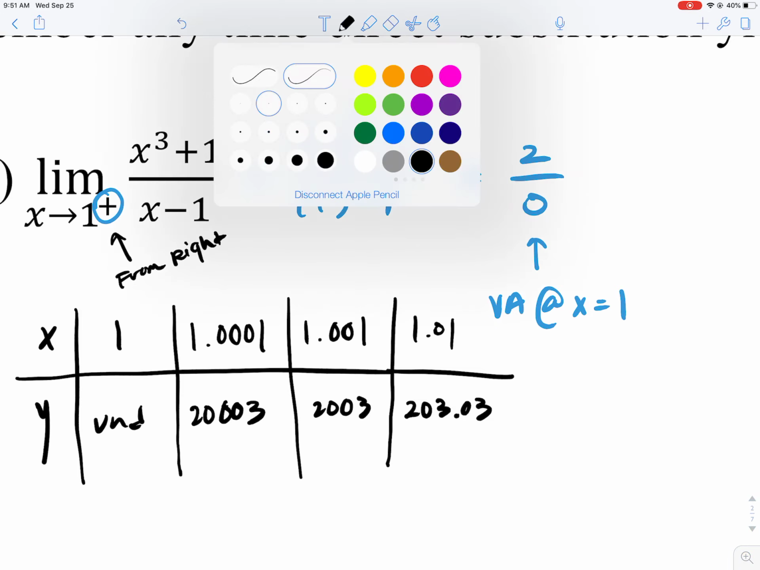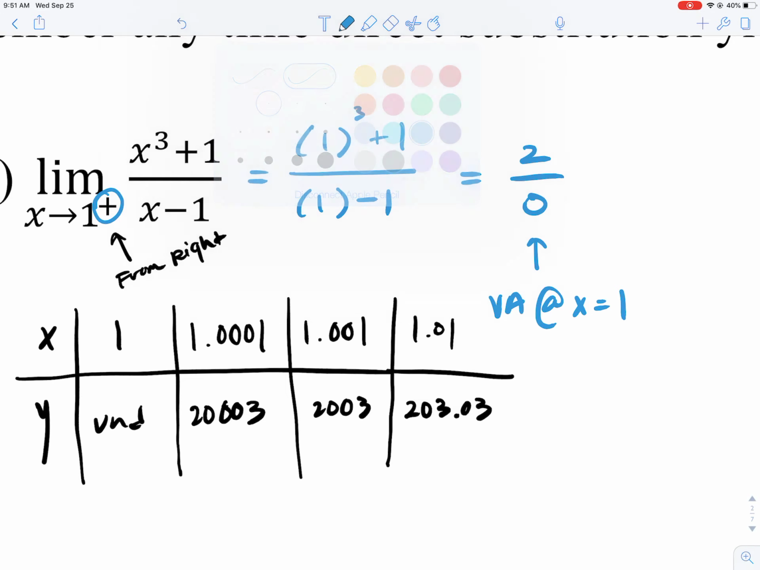So we're thinking about what the function is approaching as x approaches 1 from the right side. It looks like the values are getting larger and larger as x is approaching 1 from the right. So we can actually say that the limit will be equal to positive infinity. Okay, since it's a one-sided limit.